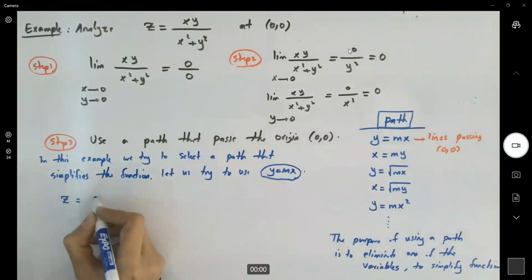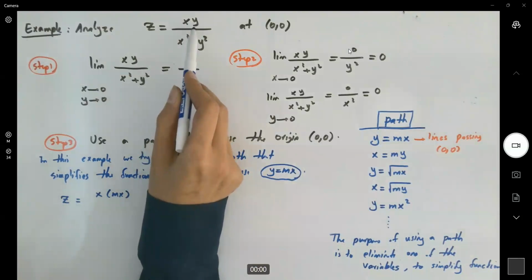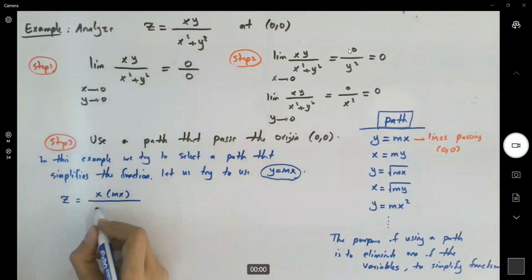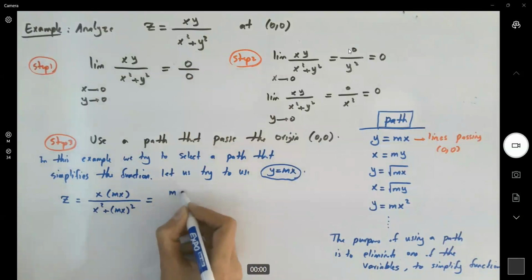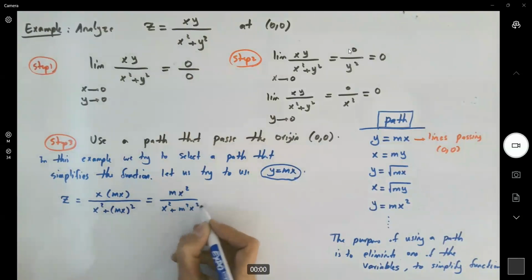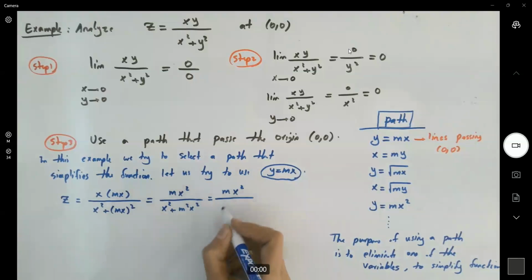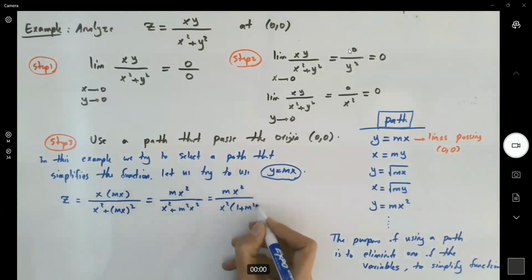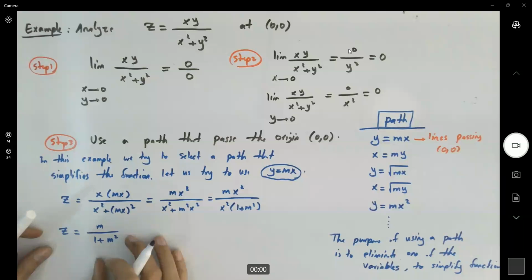Z is x times mx. Wherever I have y, I'm going to use y equals mx to simplify. x squared plus mx squared. This is mx squared in the numerator divided by x squared plus m squared x squared. Wow, guys, I have mx squared divided by x squared times 1 plus m squared. So my z becomes m over 1 plus m squared. This is my function after simplifying.